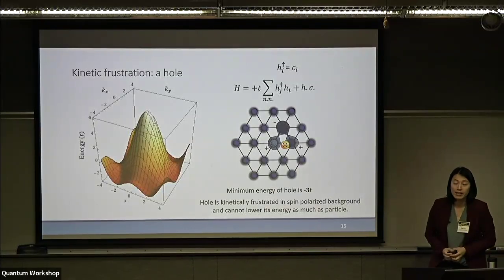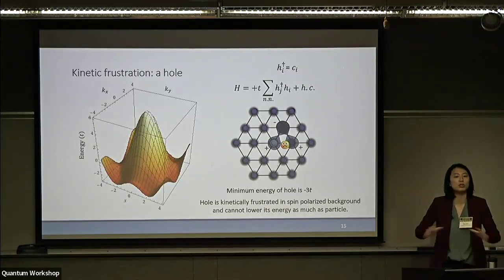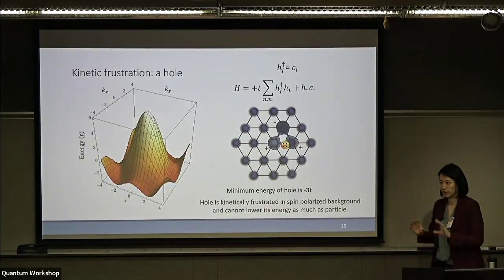Yeah, so when you say hole, do you assume that all the other electrons form an antiferromagnet? Or? This is a hole in a spin-polarized background. So spinless fermions, right? Yeah, sorry. Yeah, this is just a toy conceptual model, right?